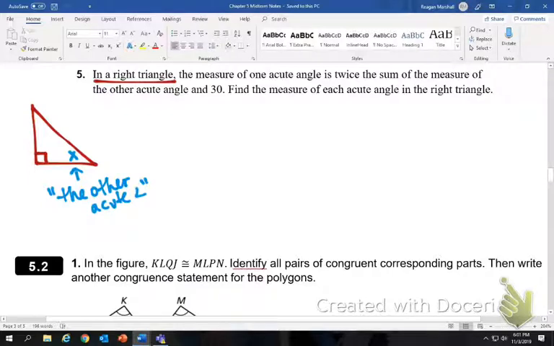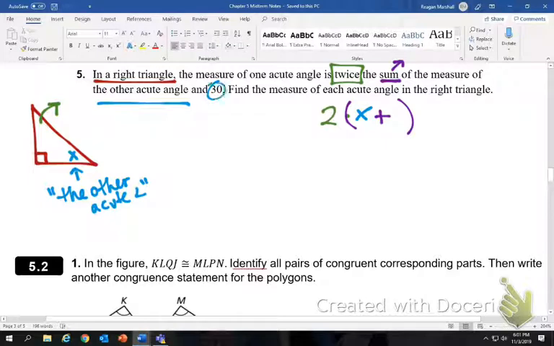So the measure of one acute angle is twice, so 2 times, twice the sum. So this is when we said we're going to add first. Sum means the answer to an addition problem. So you add first and multiply second. So the sum of the measure of the other acute angle, which we said was x, and 30. So this angle up here is 2 times x plus 30.